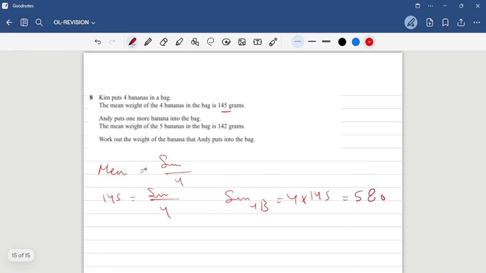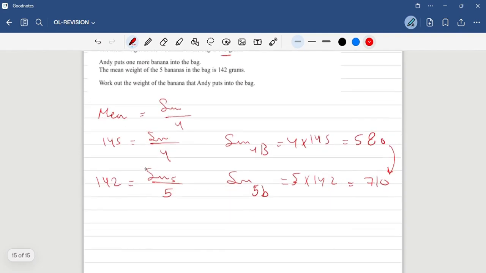Now he said that if he puts one more banana in the bag, so they become 5, and their mean will be 142. I will apply the same: summation of 5 divided by 5. So the summation of the 5 bananas, with the extra, of course, equals 5 multiplied by 142, which is equal to 710. Of course, I can notice that the difference in the two summations of the weights represents the fifth banana. So the fifth banana is 710 minus 580, which is equal to the final answer, 130. Okay.